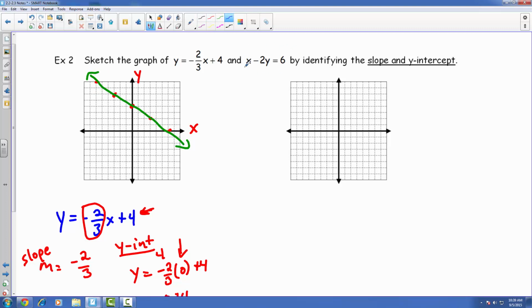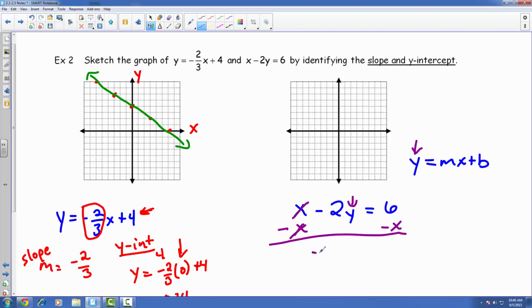Now looking at the second equation, we have x minus 2y is equal to 6. Unfortunately, that is not in slope-intercept form. In other words, it's not in that y equals mx plus b form that we're so familiar with. As a result, we have to get it into that form. Y has not been solved for, so we have to solve for y. That's why in the first chapter we focused on solving for a variable, especially when we had 2 variables. We accomplish that by first subtracting x from both sides.